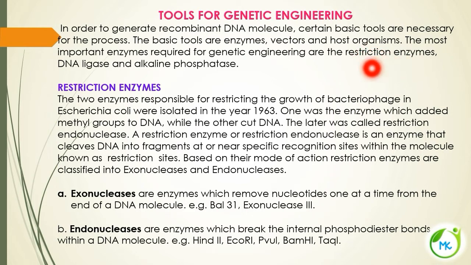Number one, restriction enzyme. Number two, DNA ligase. And number three, alkaline phosphatase. First, let's see about restriction enzymes in detail. The two enzymes responsible for restricting the growth of bacteriophage in Escherichia coli were isolated in the year 1963. One was the enzyme which added methyl groups to DNA, while the other cut DNA. Both the enzymes were isolated in the year 1963.